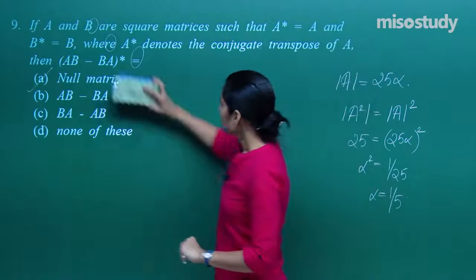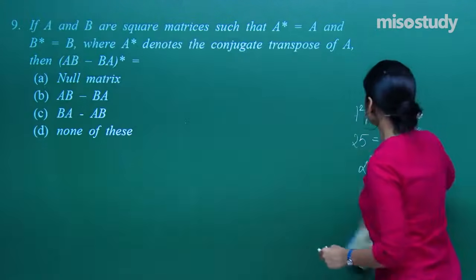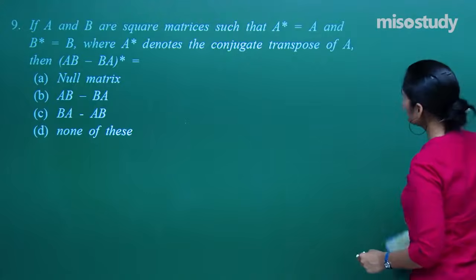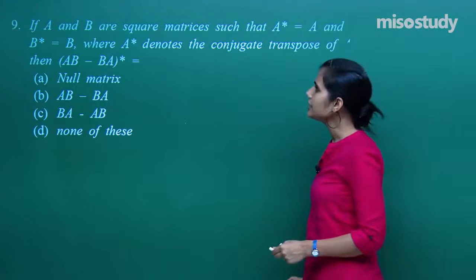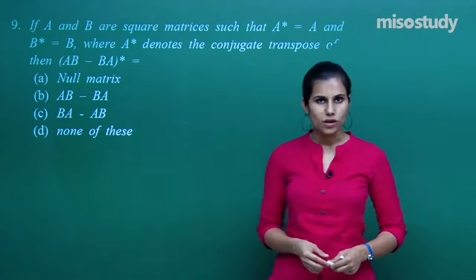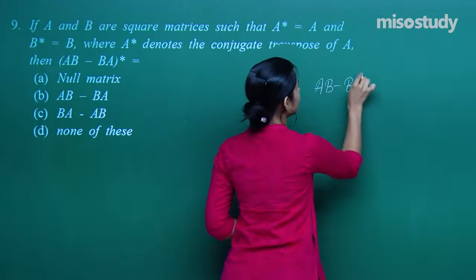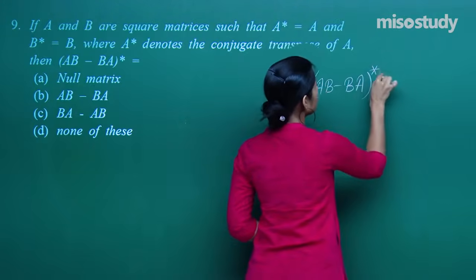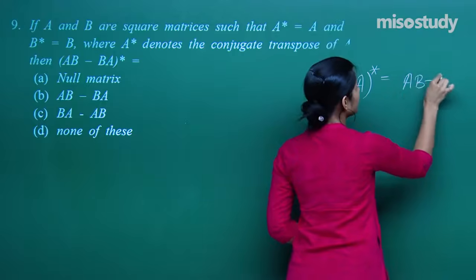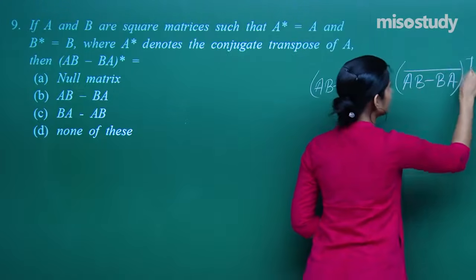A and B are square matrices, such that the tranjugate of A is A and tranjugate of B is B, then what is the tranjugate of AB minus BA? Okay, so tranjugate of AB minus BA means, for AB minus BA, first conjugate and then transpose.